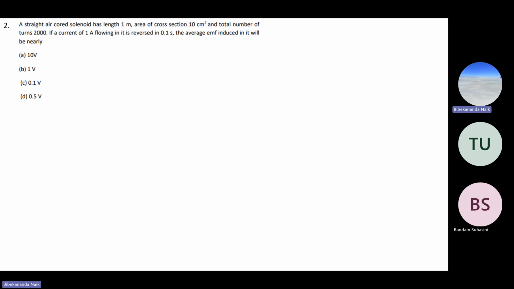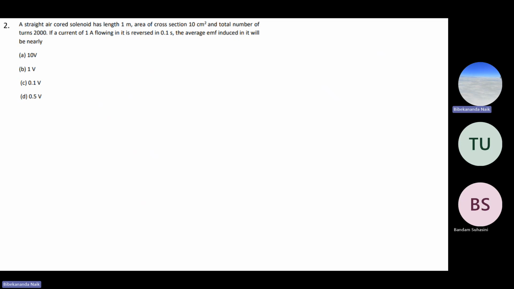So the next question. The question says a straight air core solenoid has a length of 1 meter, area of cross section is 10 centimeter square, and the total number of turns is 2000. If a current of 1 ampere flowing in it is reversed in 0.1 second, then the average EMF induced in it will be nearly how many volts? The options are A 10 volt, B 1 volt, C 0.1 volt, or D 0.5 volt.